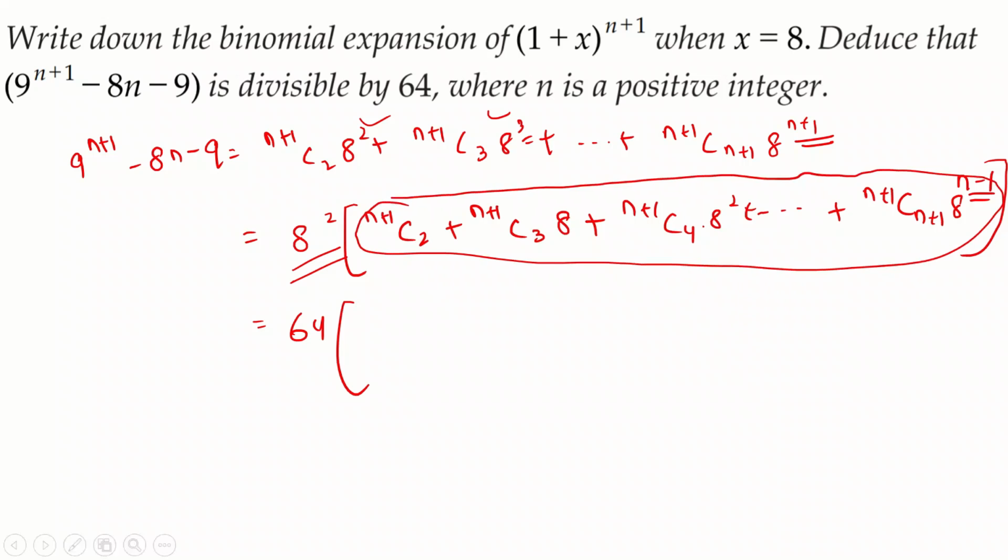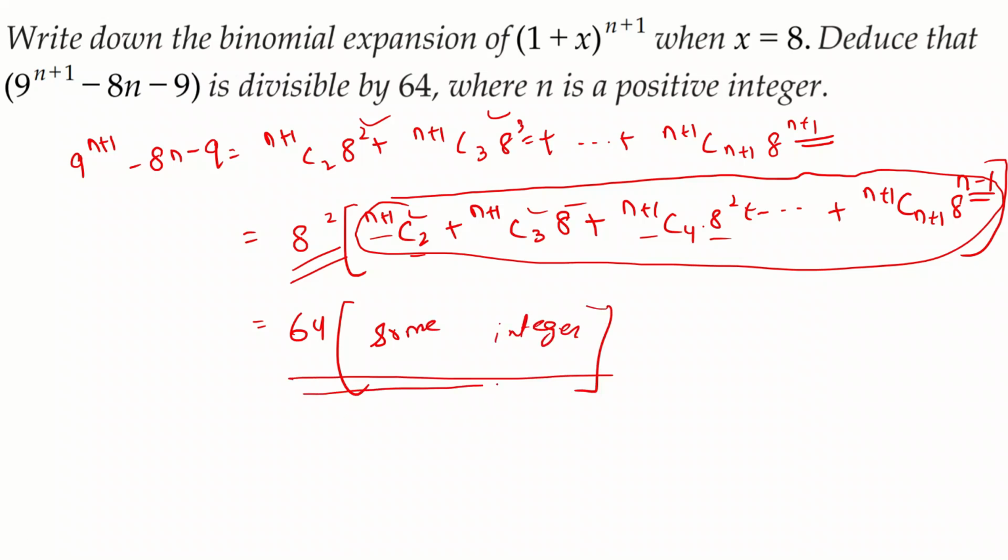is some integer, because remember that always the c values, n plus 1 c2, n plus 1 c3, they always turn out to be integers, even natural numbers, they never turn out to be anything negative or fraction. So integer plus integer into integer plus integer into integer, this has to be some integer. So this is some, I'm sorry for my handwriting, some integer. So that means that this entire thing is a multiple of 64.